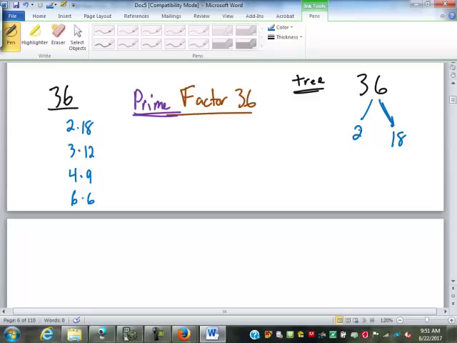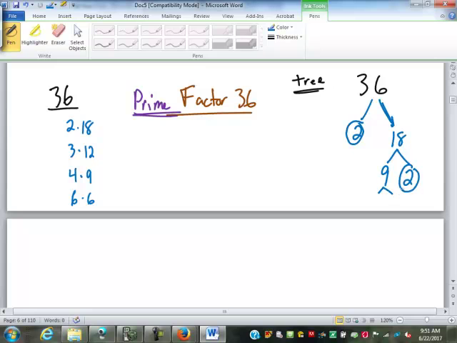18. Now look at these. 2 is prime, so I'm going to circle it. I can't split 2 up anymore. 18, can I split that up? What's one number that goes into 18? 9 does. What's left over? 18 divided by 9 would be 2. Perfect. So that 2 is prime.